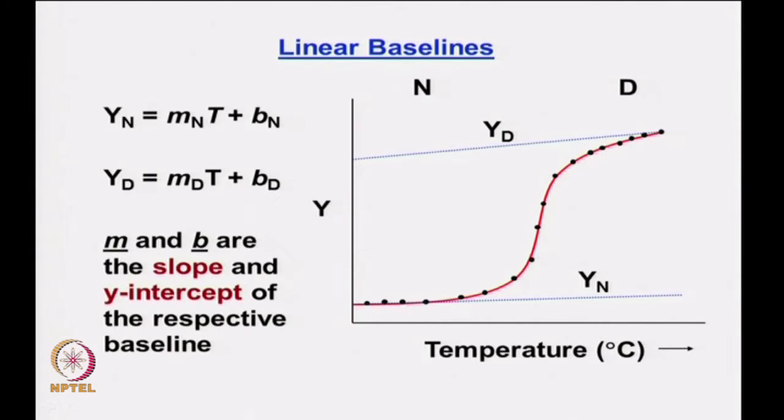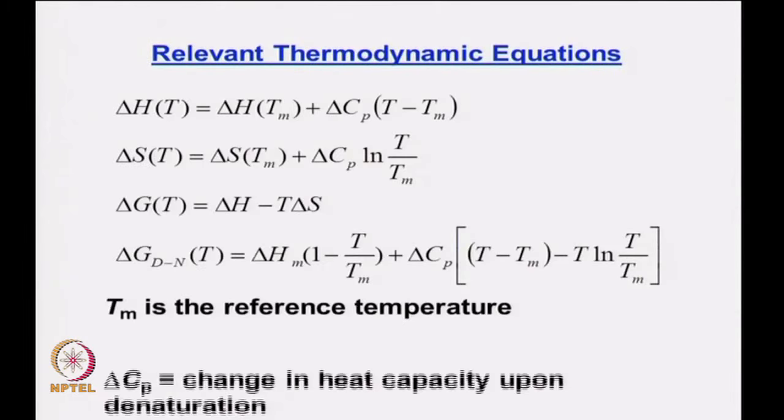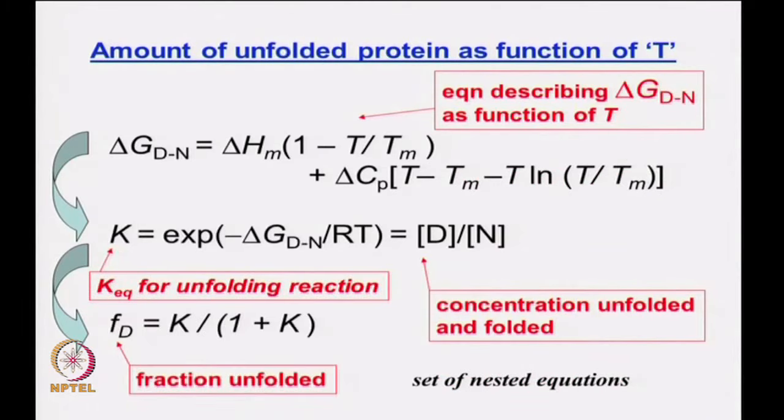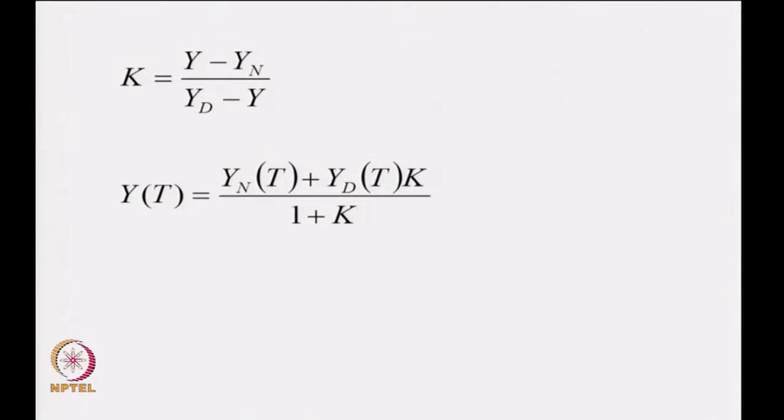So you need all these equations together to fit your experimentally observed transition. The basic equation you are using, let me go through this, is the last one. You know what Yn is, you know what Yd is, you have expressed it, you know what K is, and you fit your observed transition to this equation.